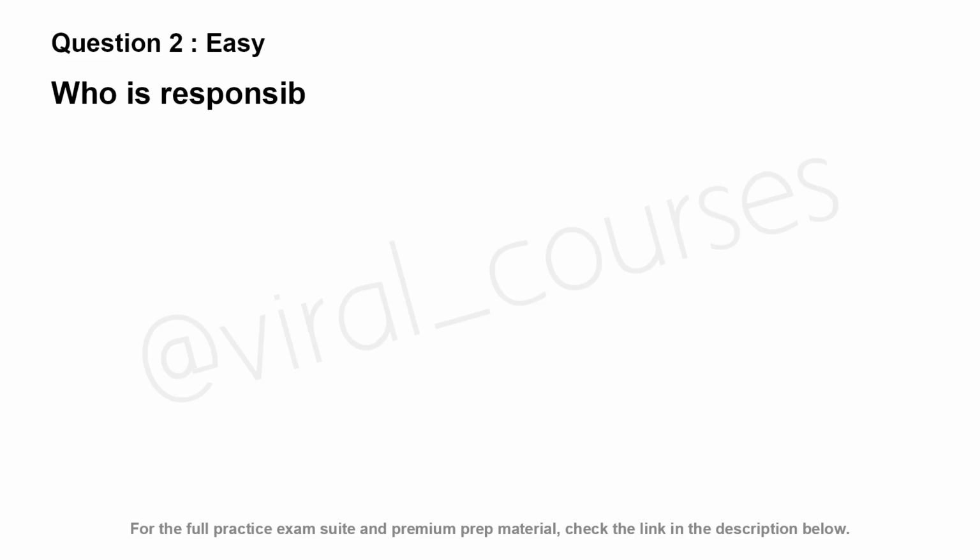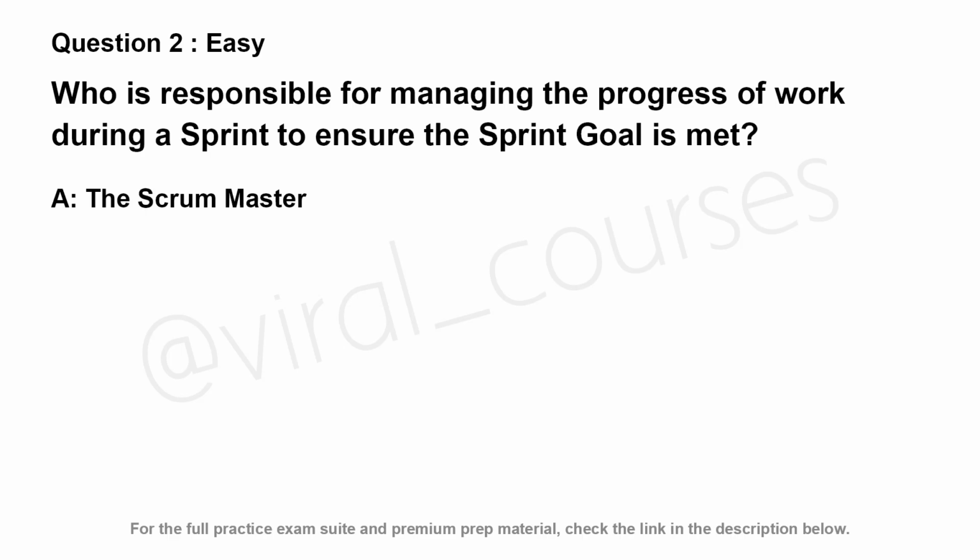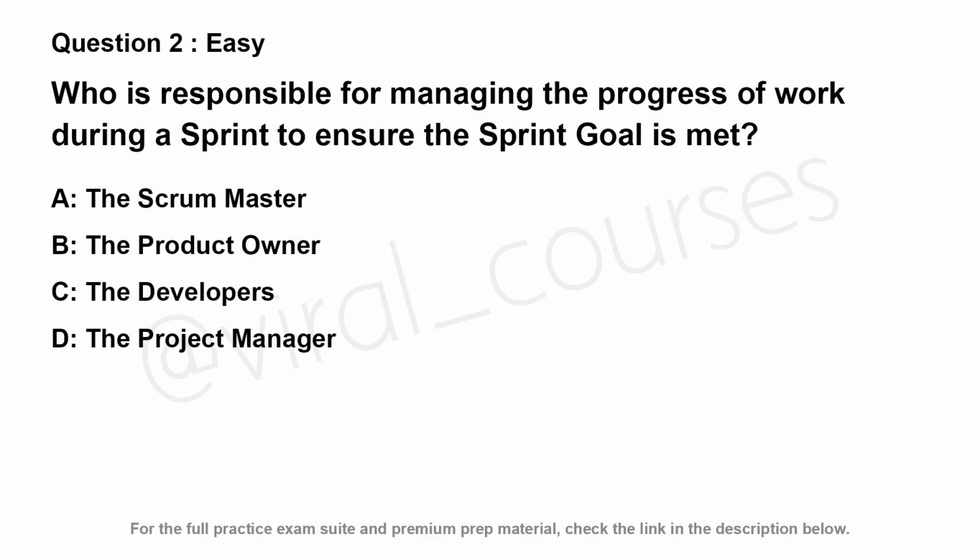Who is responsible for managing the progress of work during a sprint to ensure the sprint goal is met? Option A, the Scrum Master. Option B, the product owner. Option C, the developers. Option D, the project manager.